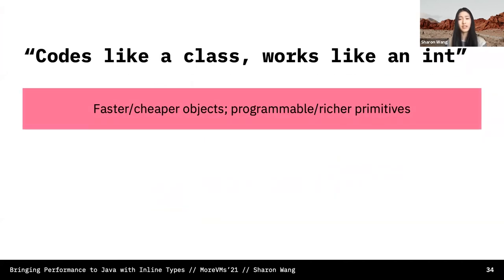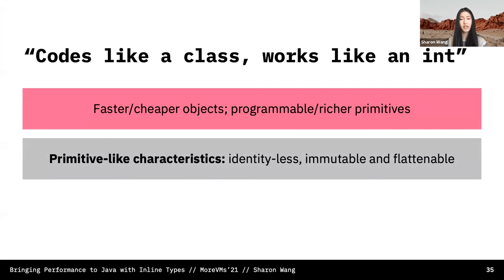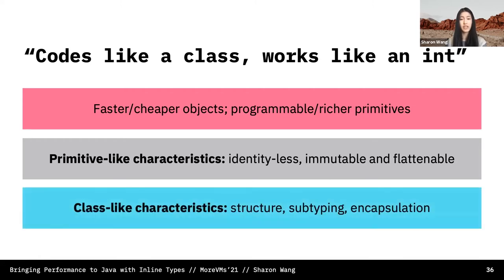Another way to think about inline types is that they are faster, cheaper objects or programmable, richer primitives. Whichever way you prefer, their key primitive-like characteristics, identityless, immutable, and flattenable, enable them to be more efficiently stored in memory than traditional objects. And this is the performance improvement story. The language enhancement story comes from inline types having the class-like characteristics of structure, subtyping, encapsulation, among other aspects, which makes them more capable than primitives.